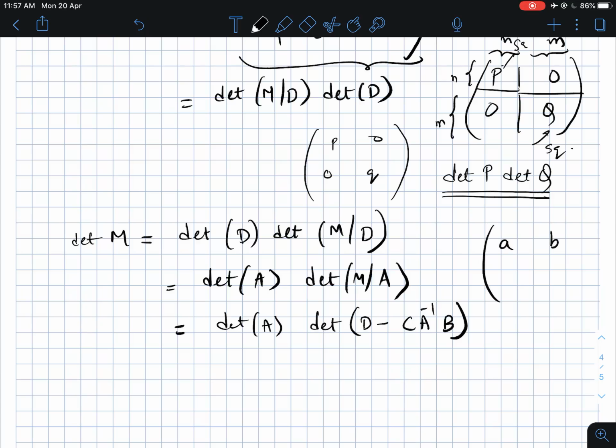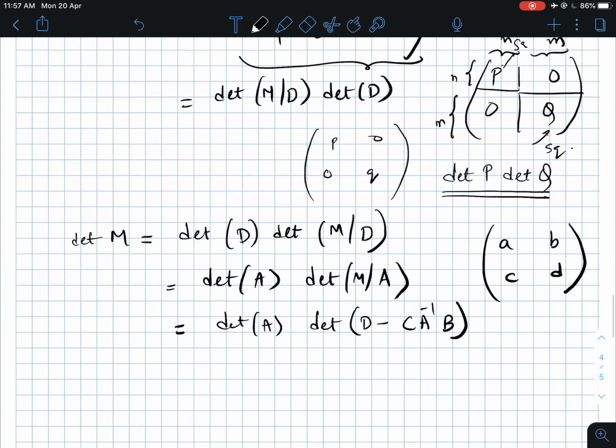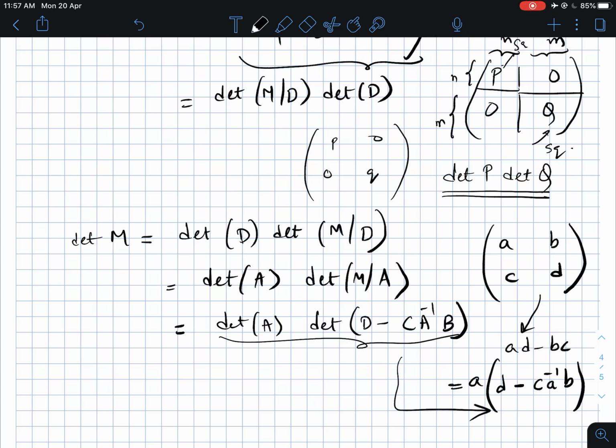Now, if you had a 2 cross 2 matrix where the A, B, C, D were not matrices but scalars, so small a, small b, small c, small d, just a 2 cross 2 matrix, what is the determinant here? AD minus BC. And with a bit of manipulation, trying to be too clever, you can write it as A times D minus C A inverse B. So this result over here can be seen as a generalization of this.